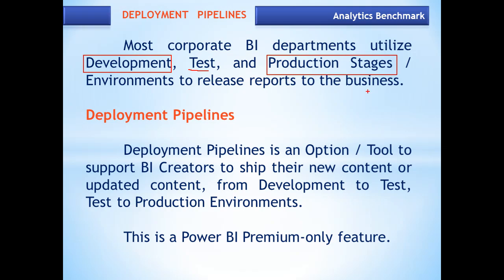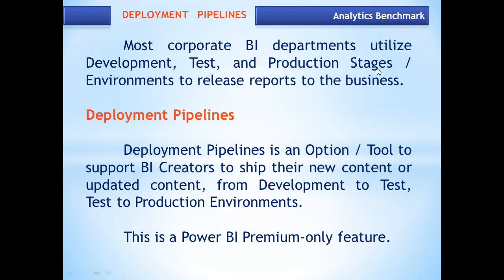So in the development stage, we'll do the development. Development will be carried out in the development stage. Once the development is done, we'll move to testing, test. And once you move the content to test, we'll share it with the testers and UAT people, user acceptance test. And once that is done, we will move to the production stage. And from there, we'll share it with the end users.